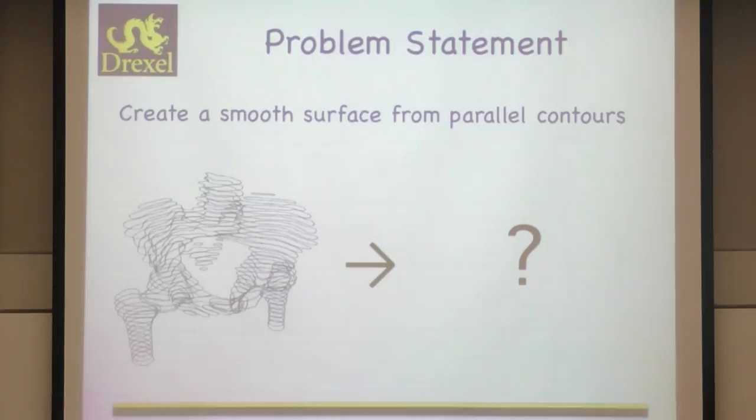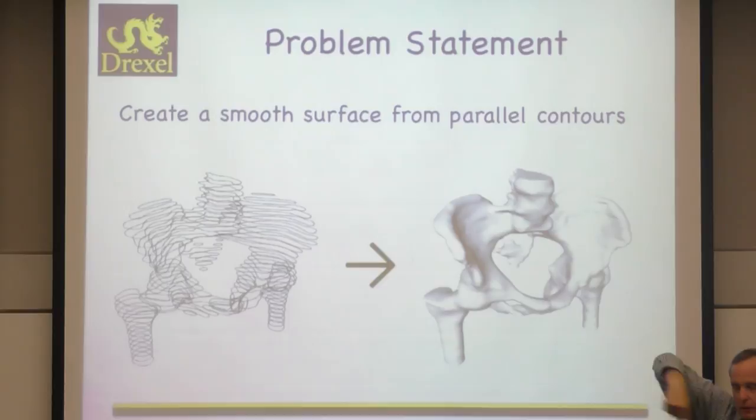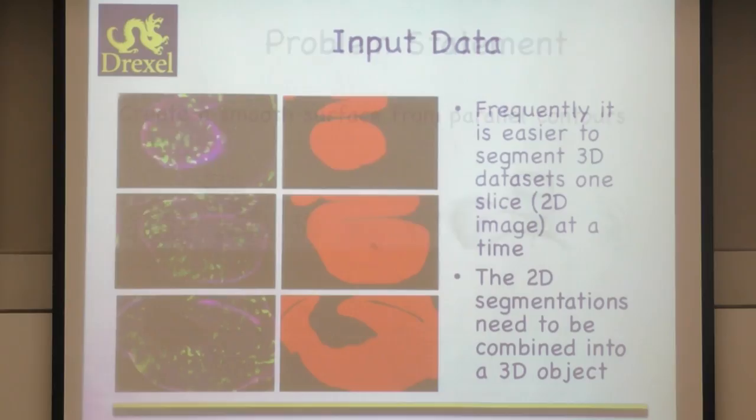This idea that you have these 2D contours in space, and how do you fit a surface to them, right? So you might say, given this set of parallel lines in space, these contours, what could a surface be that would come out of that?